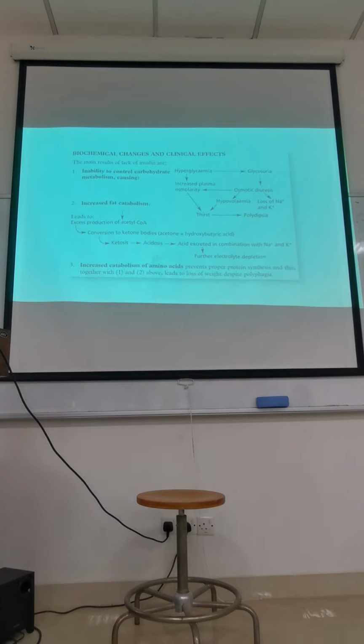So what happens in diabetes? This is the key diagram. The group which was working with me in PBL made a diagram like this, which is called a concept map. You make arrows like these, and that explains everything. So here it's hyperglycemia.